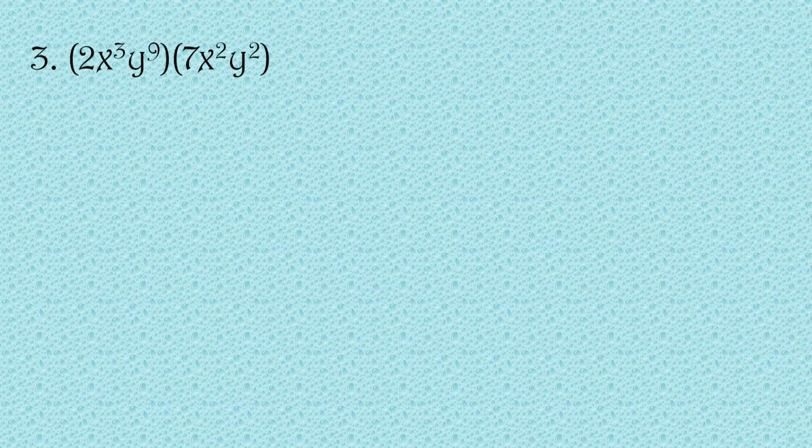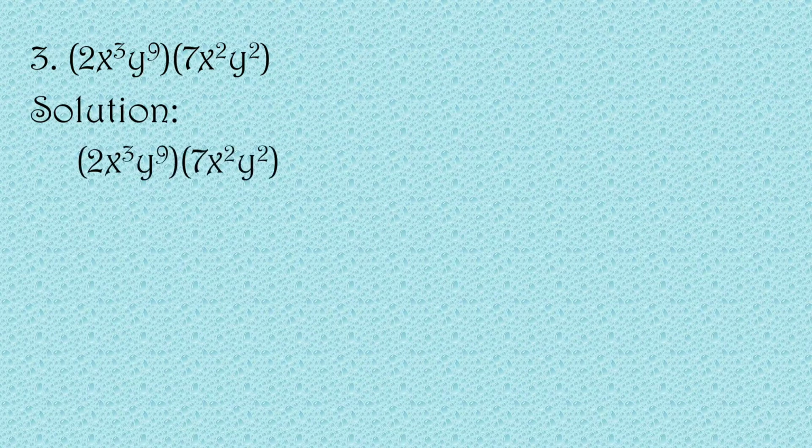Number 3. So, we have quantity 2x cubed y raised to 9 times quantity 7x squared y raised to 2. So, hindi na natin siya expand. So, gamitan na lang natin siya ng law of exponent na product of power. So, dito, yung number natin, which is 2 tsaka 7, hindi naman sila common base. So, i-multiply natin yan. And then, meron tayong common base, which is x. So, i-add natin yung kanilang exponent na 3 plus 2. Yan, yung exponent na 3 tsaka 2. So, 3 plus 2. And then, meron pa ulit tayong common base, which is y.